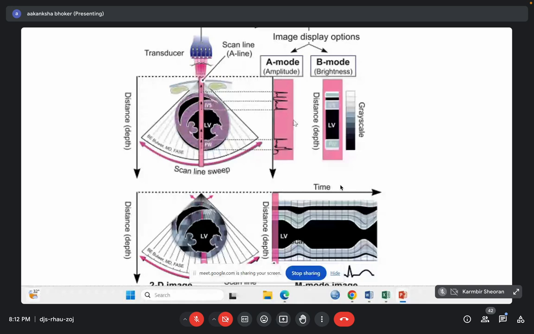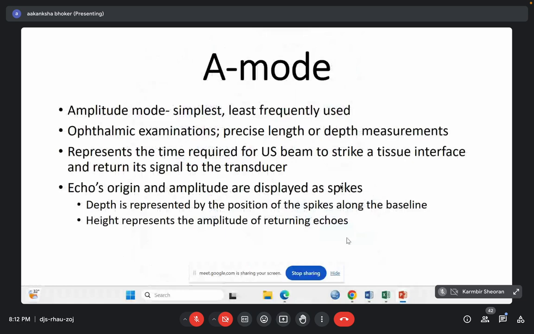So this is A mode. In the B mode, different shades of gray will be assigned to these depths. This is the B mode. In real time B mode, the complete image will be seen like this. And in the motion mode, the movement of these structures, the movement of the ventricular septum, left ventricular wall, all these will be visualized with respect to time. So generally A mode is very simple, but it is not most often used. Its only use was in ophthalmic examination.